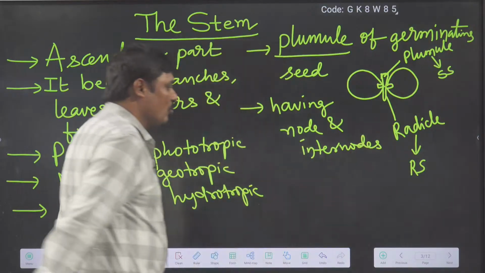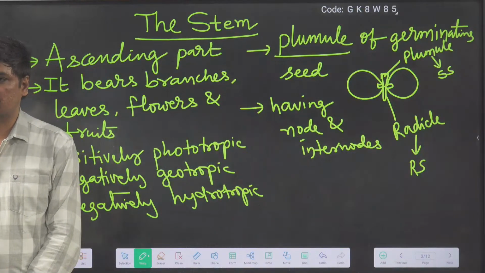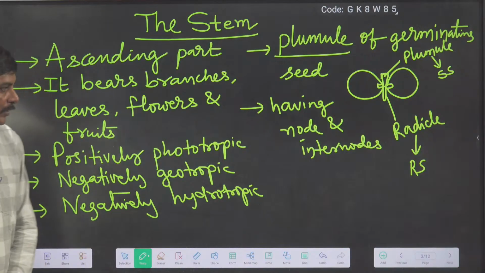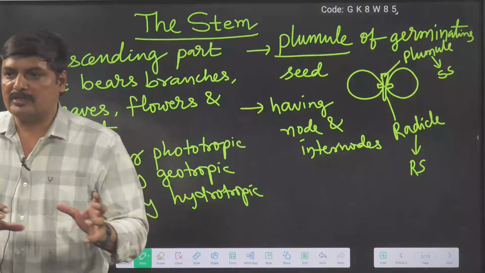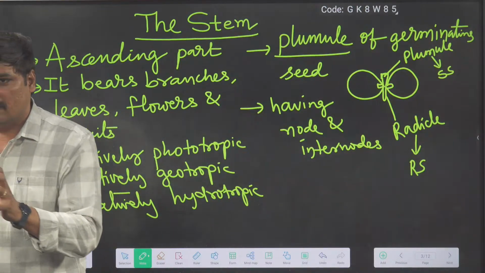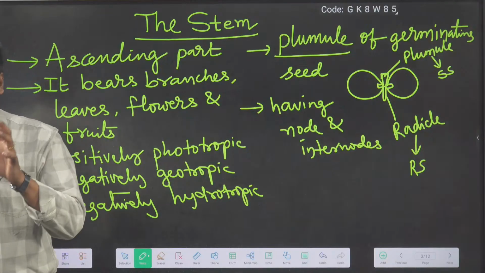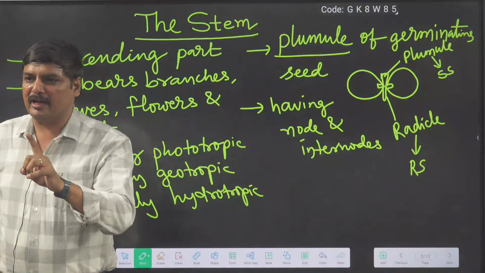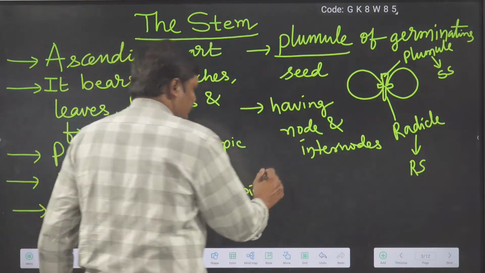Root is having nodes and internodes. Yes. The main difference between the root system, root and stem, simply you can say, is that root does not contain nodes and internodes, but stem contains nodes and internodes. Okay? Right.